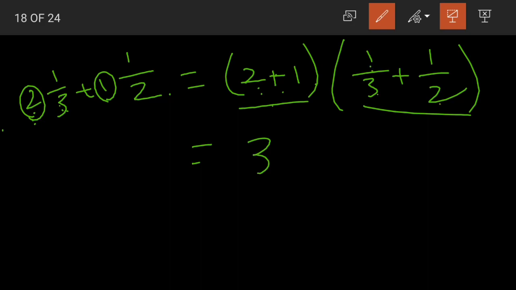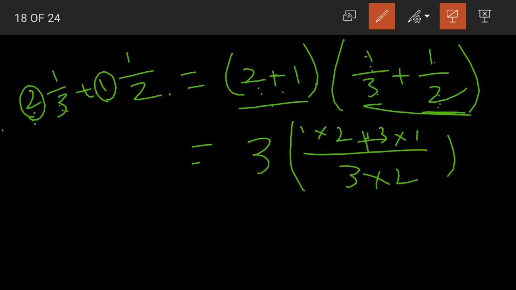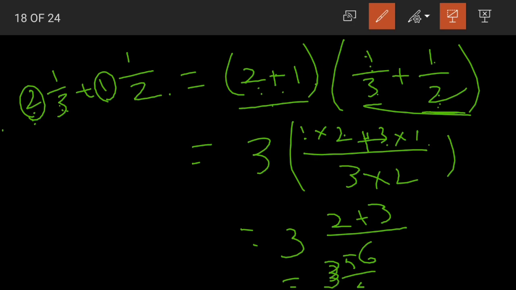Now 1 by 3 plus 1 by 2. Here again both the denominators are prime numbers, right? So we can simply cross multiply. 1 into 2 plus 3 into 1 divided by 3 into 2. Yes, students? Now 1 2s are 2 plus 3 1s are 3 divided by 3 2s are 6. The answer becomes what? 3 5 by 6. Answer becomes what, students? 3 5 by 6.